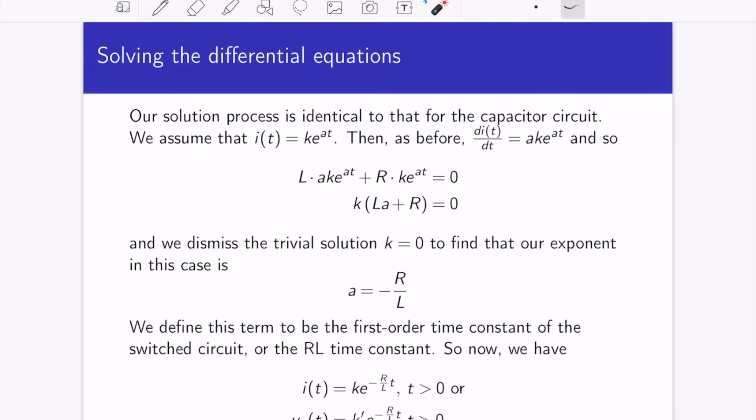This will be the first order time constant of the circuit. We also call this the RL time constant. So for now, we know that I of t is equal to k e to the minus R over L times t for t positive. And we can also write V out of t is equal to k prime, which we don't know, times e to the minus R over L times t.